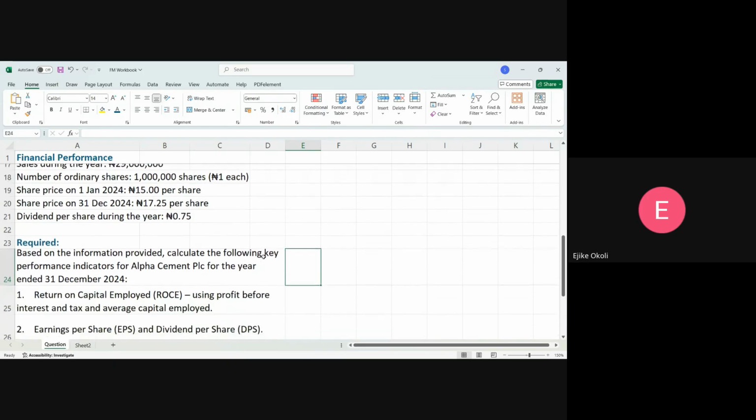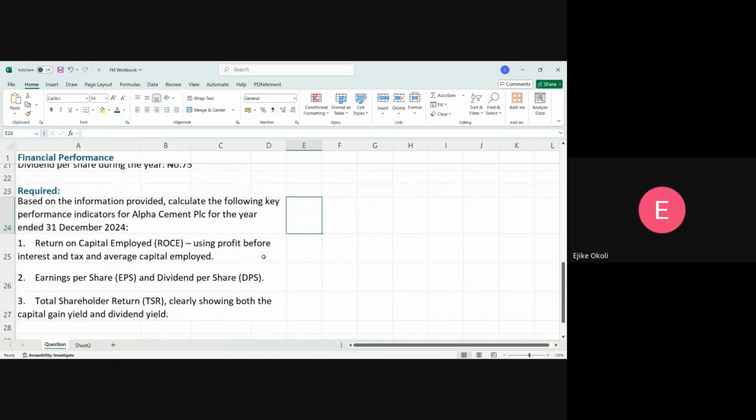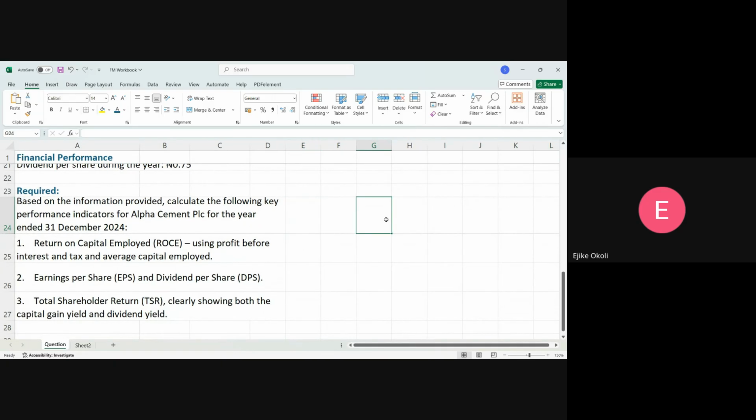Required: based on the information provided, calculate the following key performance indicators for Alpha Cement PLC for the year ended 31st December 2024. 1. Return on capital employed using profit before interest and tax and average capital employed. 2. Earnings per share and dividend per share. 3. Total shareholder return, clearly showing both the capital gain yield and dividend yield.